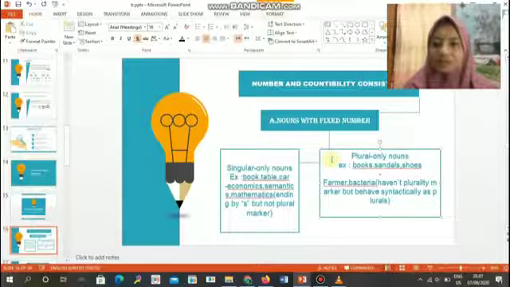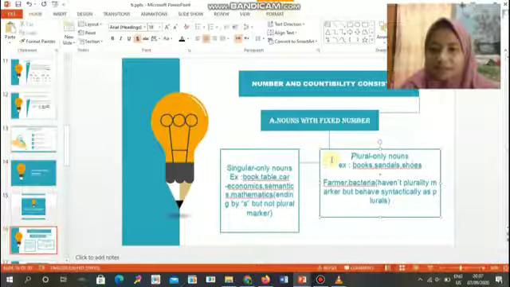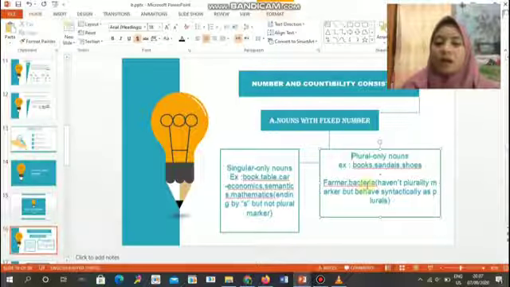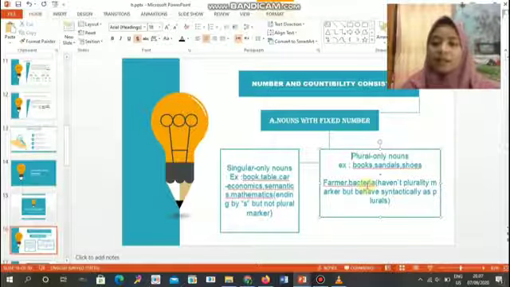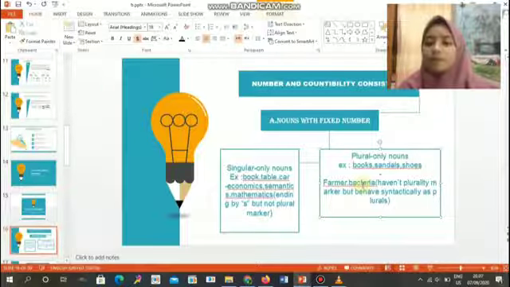Okay, here are plural-only nouns. Examples: books, sandals, and shoes. Farmer, bacteria: they don't have a plurality marker, but syntactically they are plurals. So although farmer and bacteria do not end in s, they are plural.